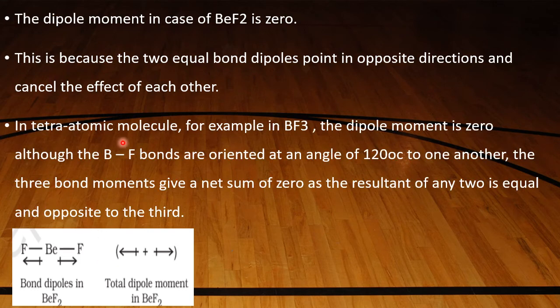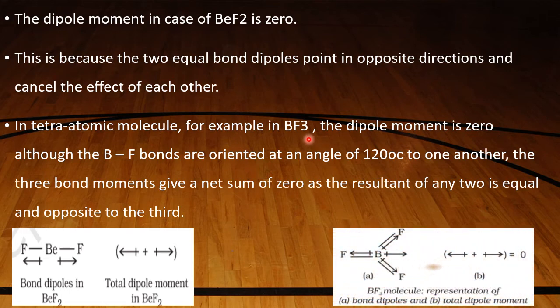In a tetraatomic molecule, for example BF3, here also the dipole moment is 0. Why? Please see the combined effect. This will pull this side, and this will pull this side. Resultant is this side. And for these two, pull is here and pull is here. Resultant is this side. And for these two bonds, pull is toward this fluorine and this fluorine. Resultant this side. So this resultant and this resultant cancel each other. So totally, the combined effect is that the dipole moment is 0.